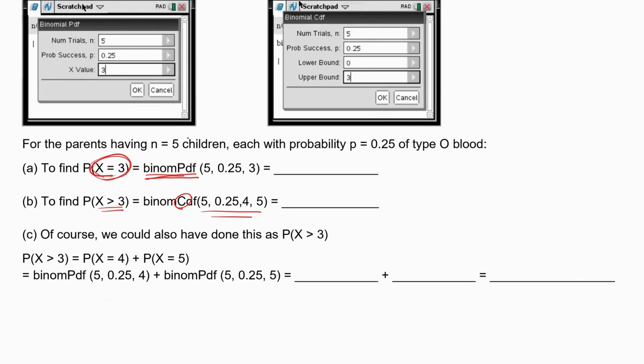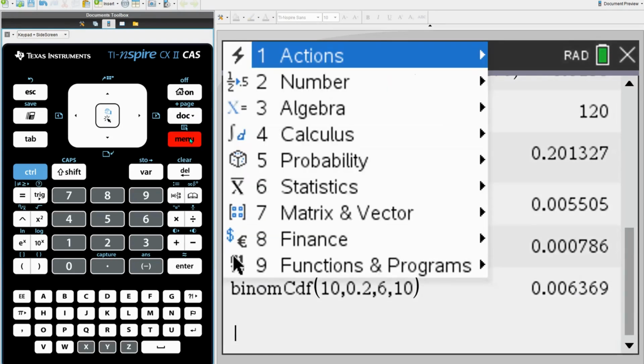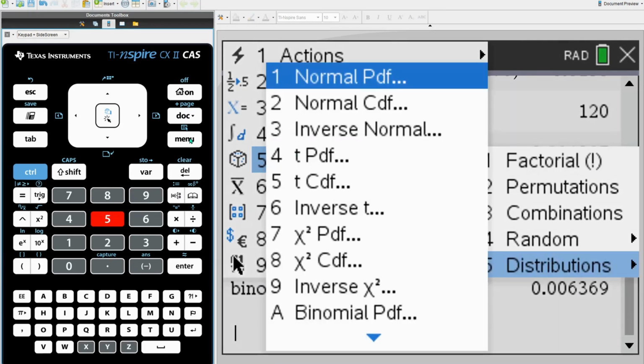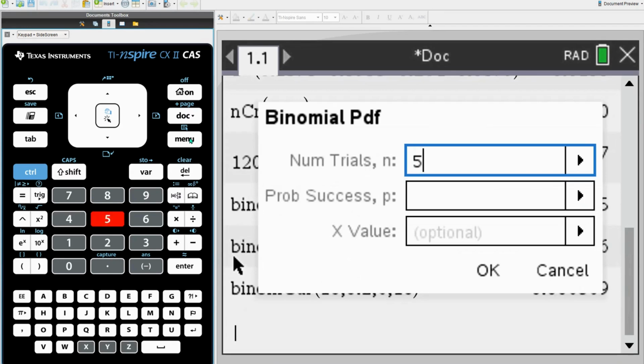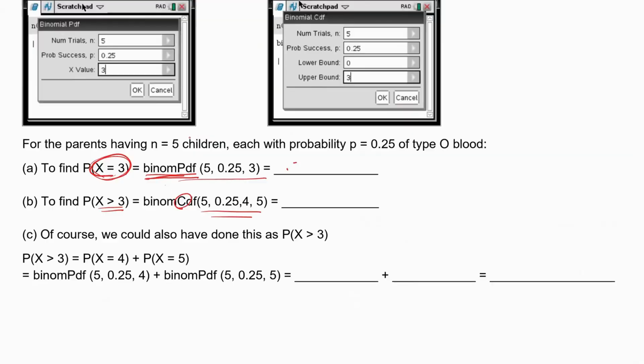So in the case of the 5 children and type O blood, if we want to know exactly 3 children with type O blood, we would type in PDF, 5 comma 0.25, 3. Let's get that out of the way. Menu, probability, distributions, and that's binomial PDF, which is A. 5 trials, 0.25 chance of success, 3 successes, and you get 0.0879.